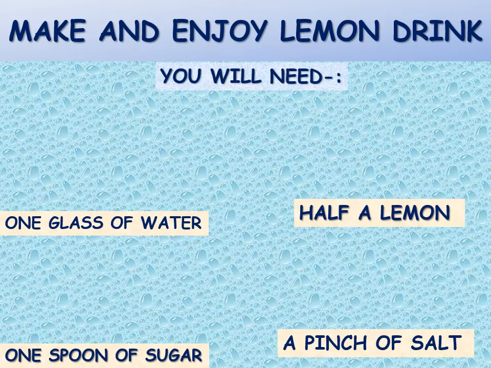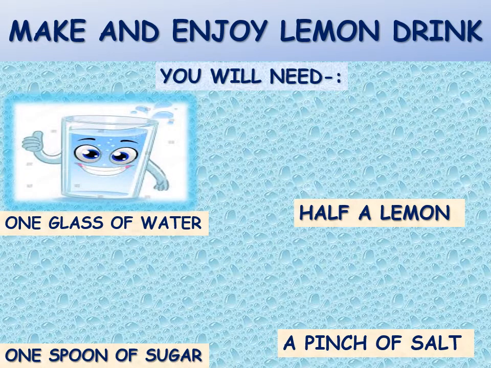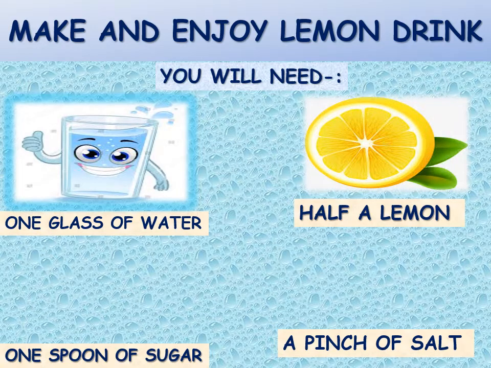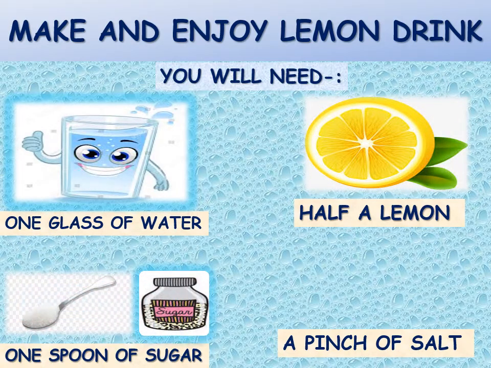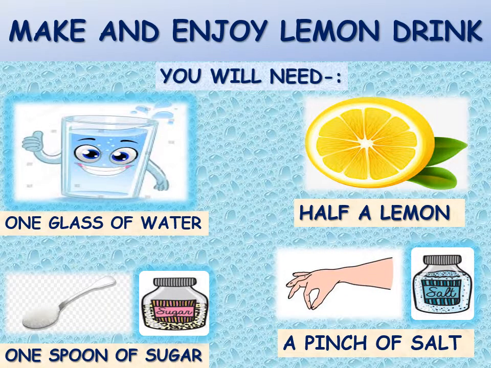First of all, make and enjoy a lemon drink. What you will need for a lemon drink: 1 glass of water, half a lemon, 1 spoon of sugar, and a pinch of salt. What will be the procedure to make a lemon drink?